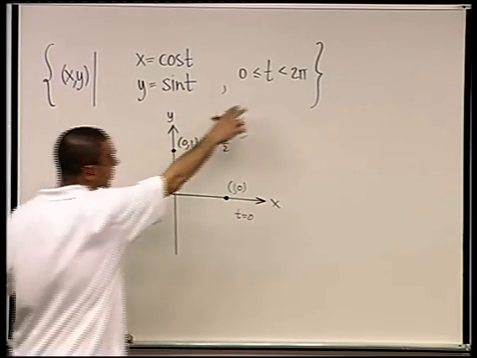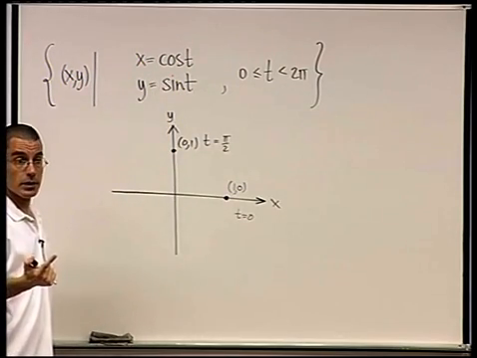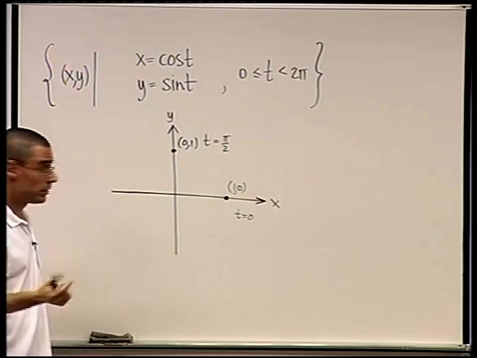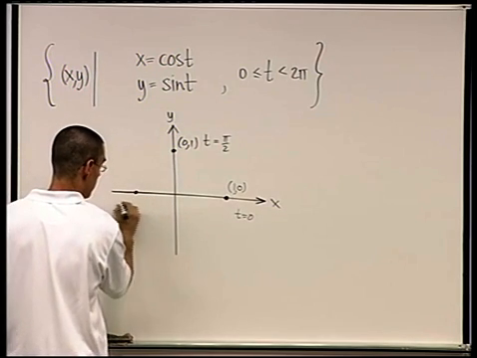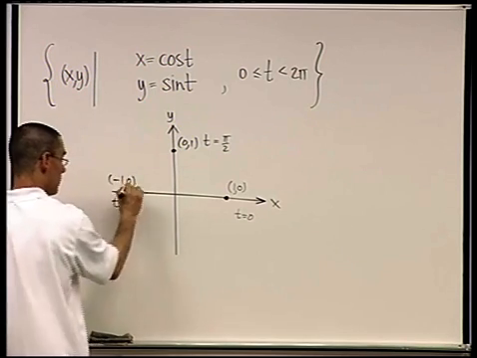What happens when t equals pi, for example? What's cosine of pi? Minus 1. What's sine of pi? 0. So I get this point. So this is what I get when t equals pi. I get the point minus 1, 0.